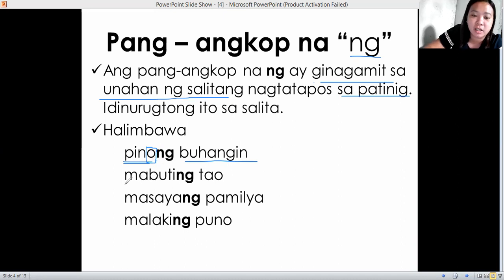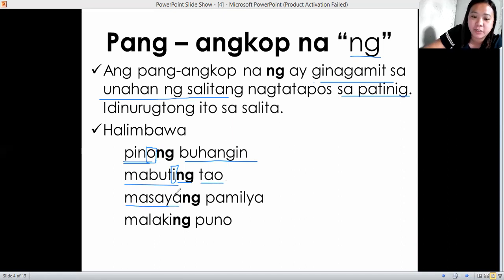So, next, look at here, mabuti. It ends with letter I. The first word ends with letter I, and letter I is a vowel. Yeah, patinig. So, what are we going to add? NG. Mabuting tao.